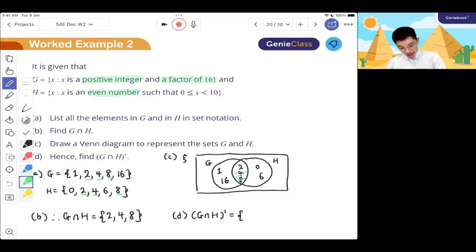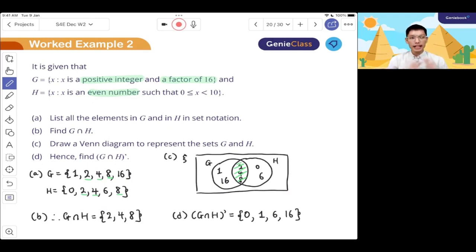This is my intersection. I want something that's outside of this set. So what is outside? Give you a hint. Anything outside, the first one will be 0. Very good, Fion. That's one answer. Very good, Ivan. Perfect. So it's going to be 0, 1, 6, and 16, because the other ones are outside the green color region.